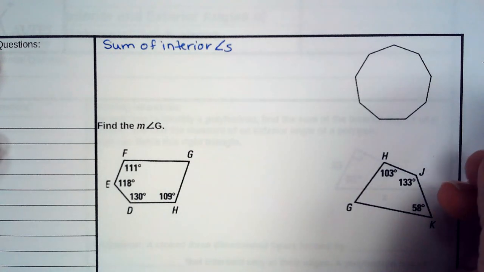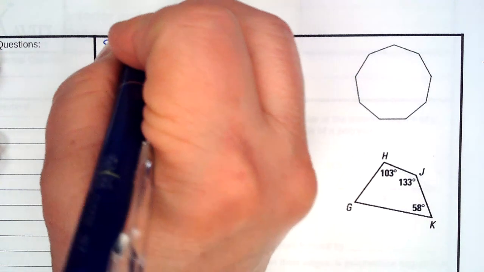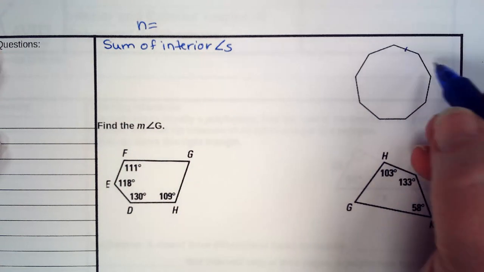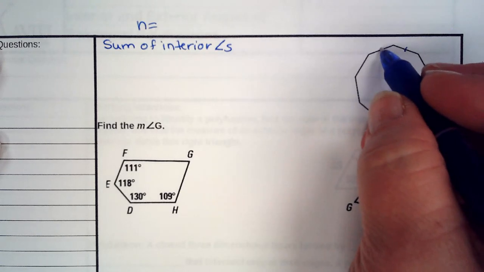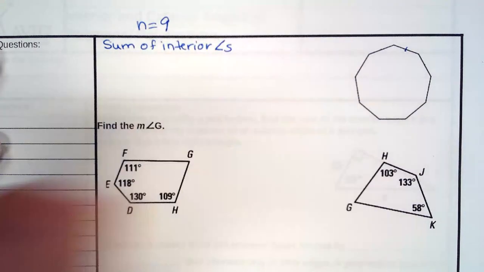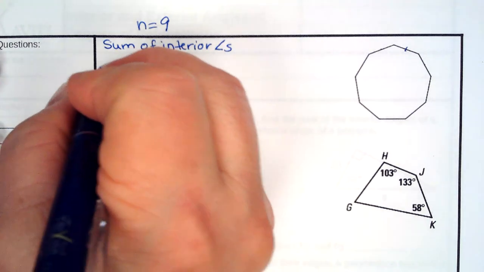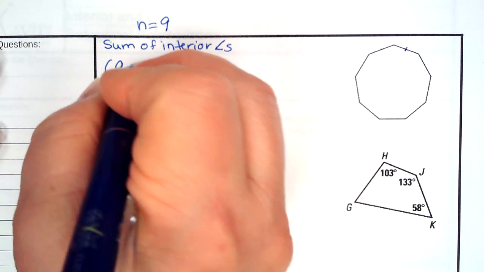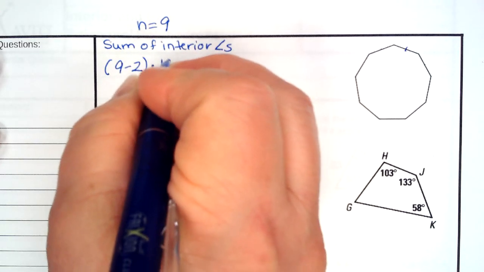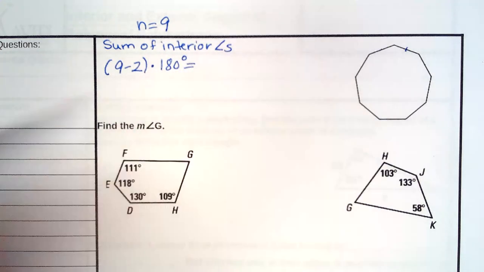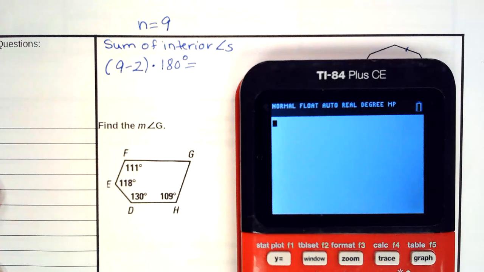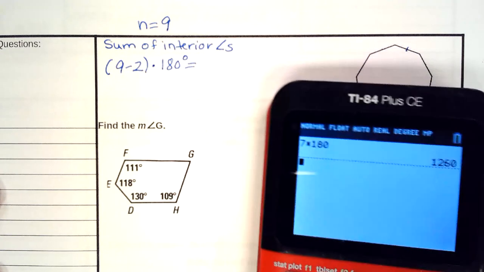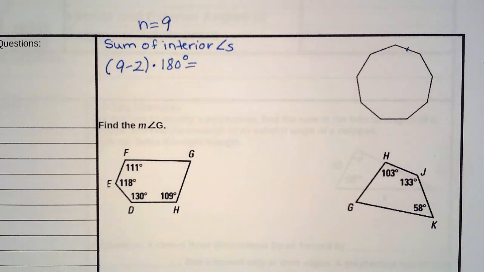Okay, so we have to know what our n is. So I've got 1, 2, 3, 4, 5, 6, 7, 8, 9. It's got 9 sides. N minus 2: 9 minus 2 times 180 degrees. Seven times 180 degrees gives me 1,260 degrees.